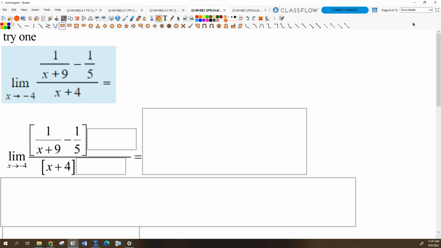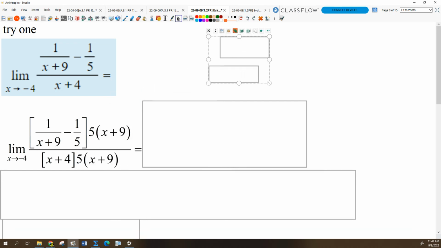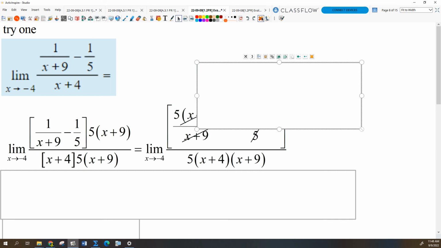Okay, should we have a look? Let's see how we're doing here. Okay, so what's our first step? Okay, yeah, so the least common multiple of the denominators is what? What am I going to multiply the top and the bottom by? There you go, 5 times x plus 9, right? Okay, good. And so if I do that, if I distribute on the top, then that's just going to give me, well, that, isn't it?